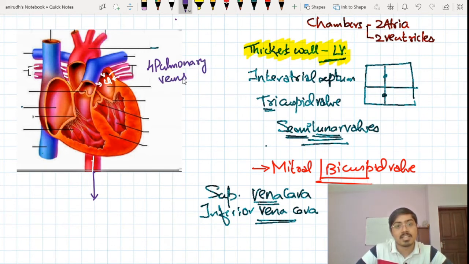veins. So the point I would like you to remember is that you saw 2 pulmonary arteries. There is a main pulmonary artery. It divides into 2. One will go to the left lung, the other one will go to the right lung. This will go to the right lung. This will go to the left lung.